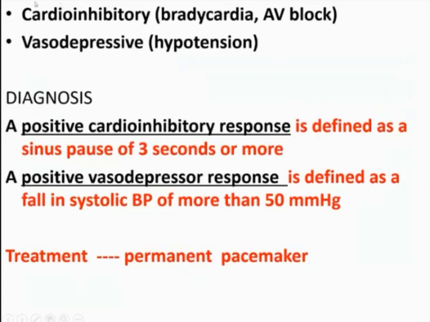Either it can be cardio inhibitory, يعني manifestations like bradycardia or AV block, or it will present with vasodepressive symptoms, يعني hypotension. فأيذر يكون عندهم cardio inhibitory process or يصير عندهم hypotension, okay؟ واحدة منهم. أو مرات اثنيناتهم سوى يصير. How do we diagnose this carotid sinus disease?